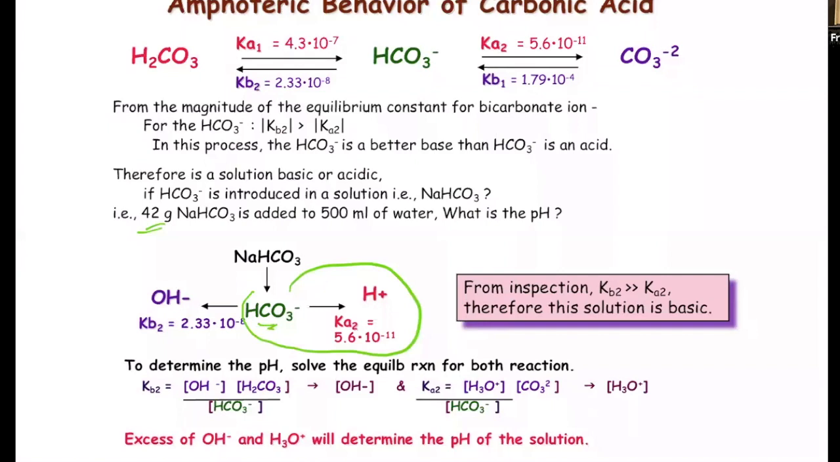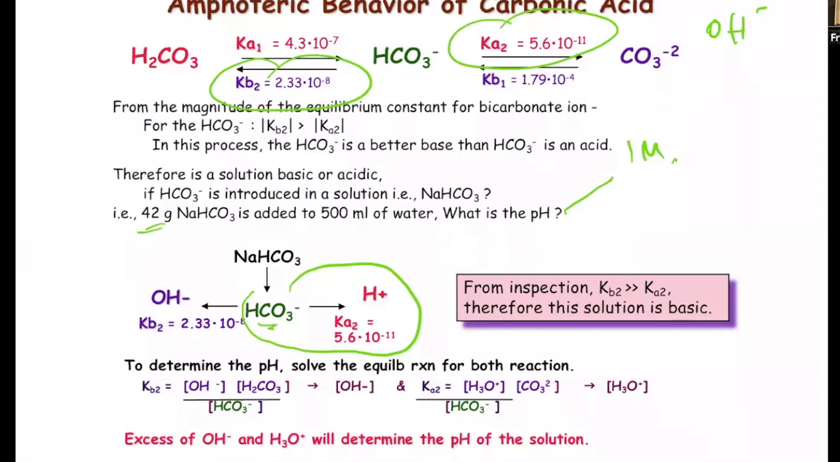In 500 milliliters, that's 0.5 liters. This is a 1 molar solution. I give you clean numbers like that, so it's easier to do. If this is a 1 molar solution, then it's 1 molar in bicarbonate. Okay? So you can easily do that shortcut and multiply 1 molar by that and take the square root to get the hydroxide ion concentration.